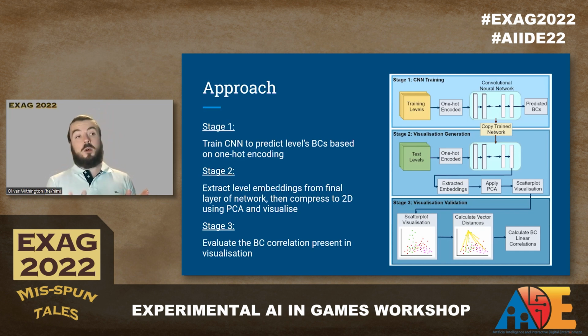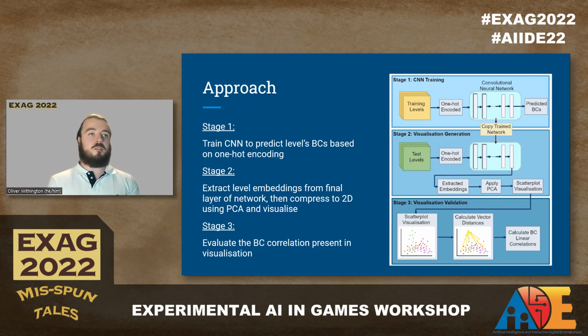Once you've trained that network, this moves on to stage 2. We can create a copy of that network, and then with the levels we want to visualize, we do the same process, and we use the network to predict the behavioral characteristics. But right before the network is about to make the prediction, we basically discard that prediction because we're not interested in that for now, and we extract the embedding, which is from the penultimate layer of the neural network. This embedding is basically a large one-dimensional vector of numbers, which is typically only machine understandable. It's not meaningful on its own to us.